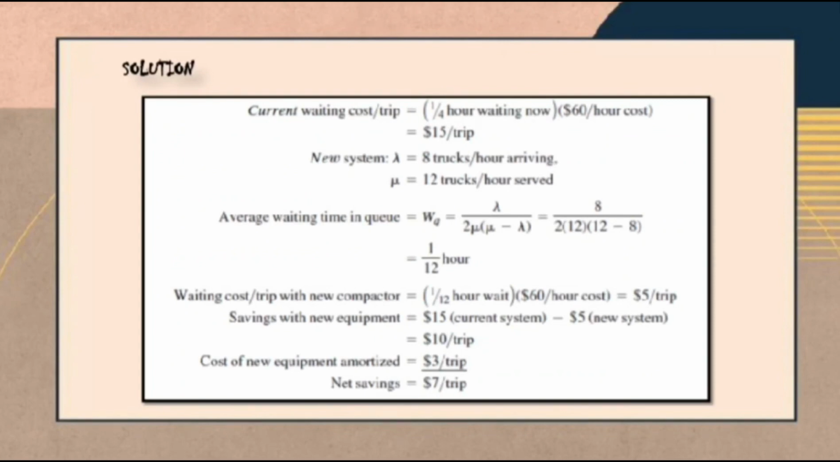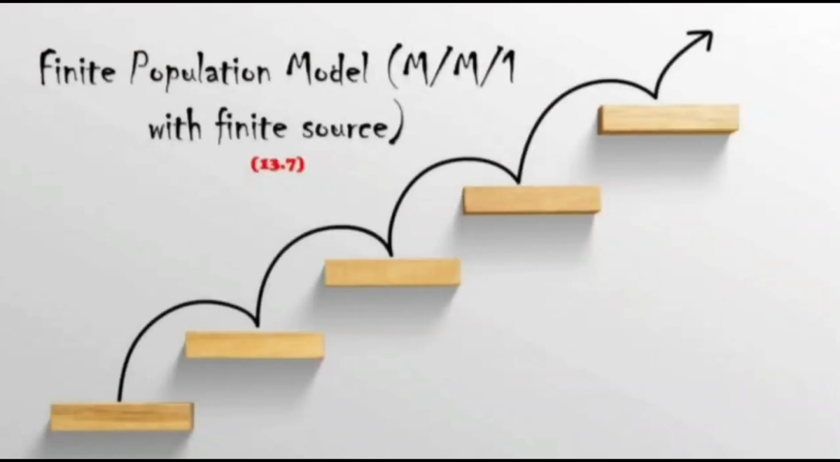But it does not end there. We need to apply the $3 amortization mentioned in the problem. What we do is subtract the cost of new equipment amortized, which is $3, from the savings with new equipment, which is $10. So, 10 minus $3 is equal to $7. That $7 is our net savings. Always remember all the formulas discussed in our report to avoid errors in the end. After the constant service time model, we are going to proceed to the finite population model.